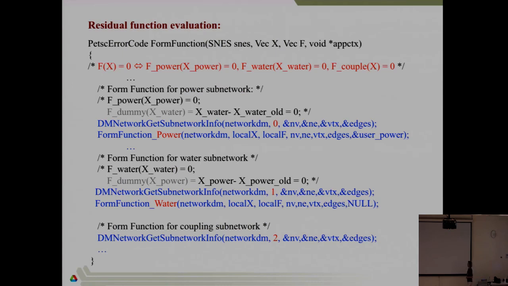And here's the example of how you do the function evaluation. That's always the critical one. In this case, we assume the power engineer knows how to do their function evaluation. So we query the first sub-network, which I identified as 0. That's for power. And then we call the power function evaluation, written by an electrical engineer. And then for the second one, I query the water network. And then I call the subroutine written by the water experts. And then finally, I handle the coupling. So this is a coupling network. And then we do some function evaluation over there. So this is a function evaluation routine.